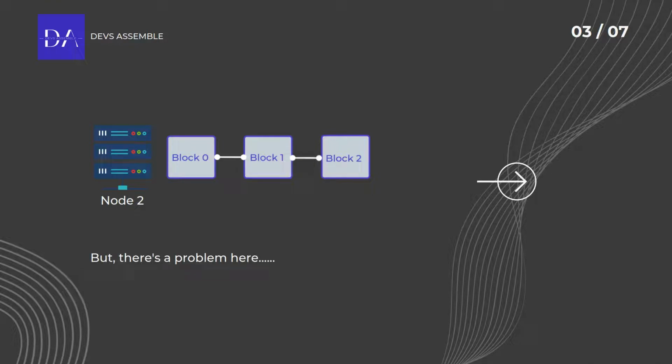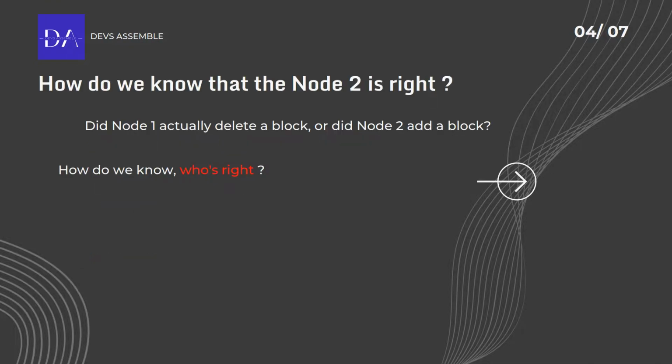But there's a problem here. How do we know that server 2 is right? Did server 1 actually delete a block or did server 2 add a block? Maybe Jack never did any job for the company ABC in the first place. He just claimed to do the job. How do we know who's right? That's where consensus comes into play.